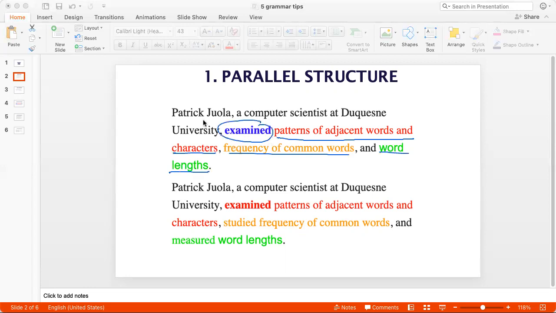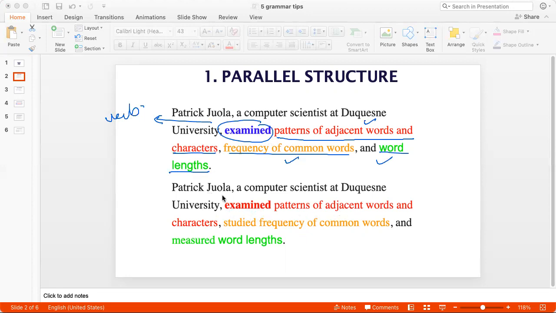So this verb examined works for each of these, right? So it's another way of saying that he examined patterns of adjacent words and characters. He examined the frequency of common words, and he examined word lengths. But we can also choose to put a separate verb before each item.